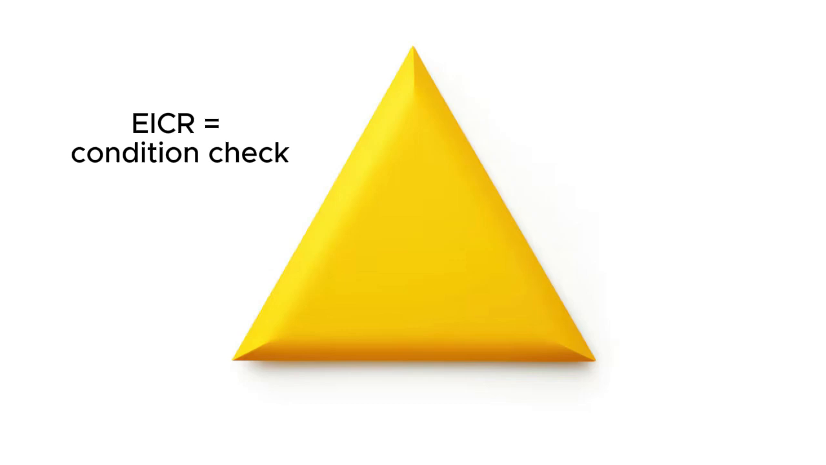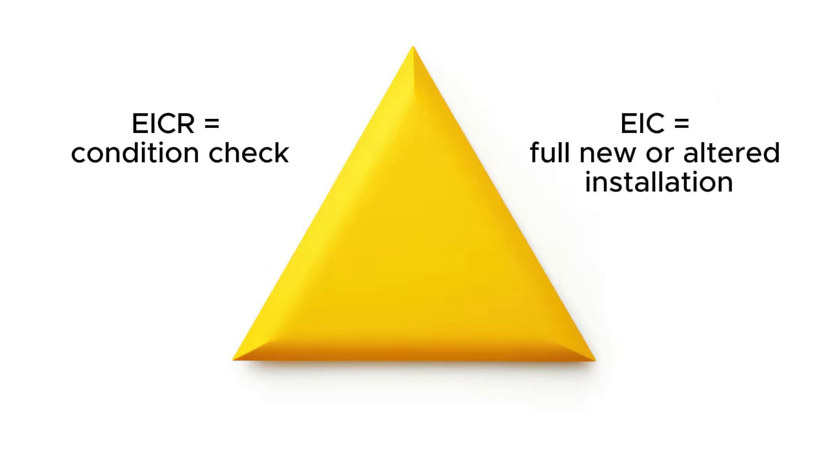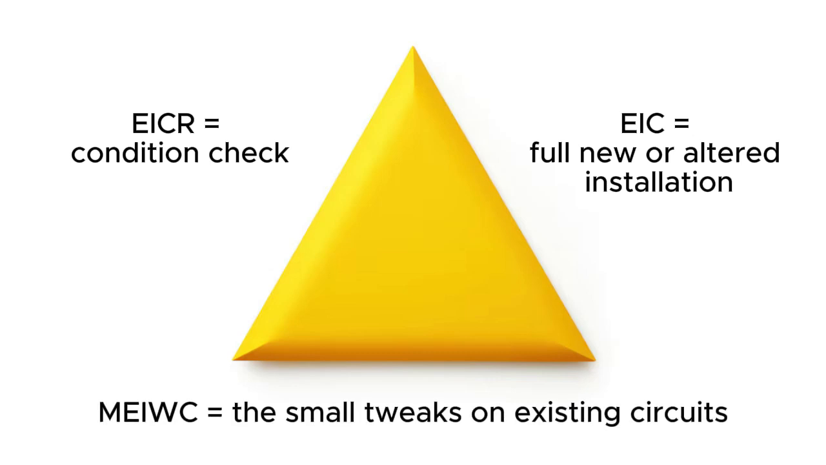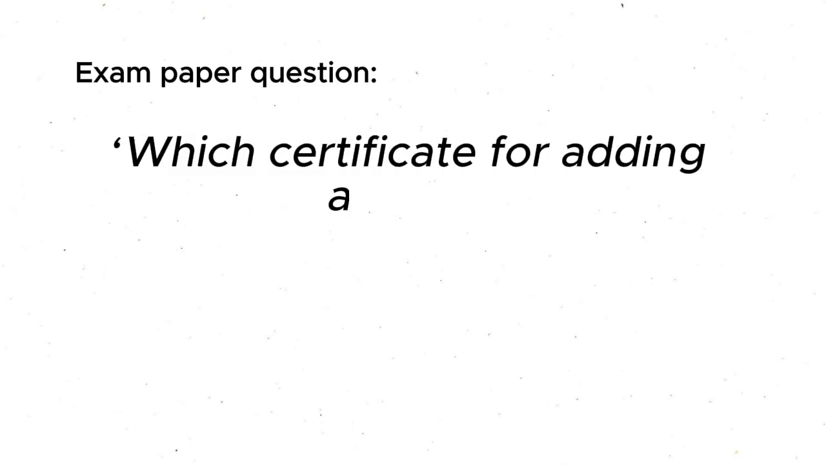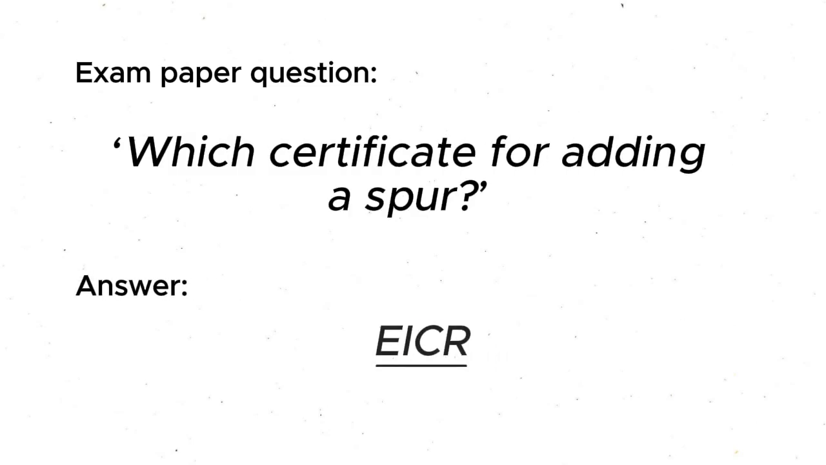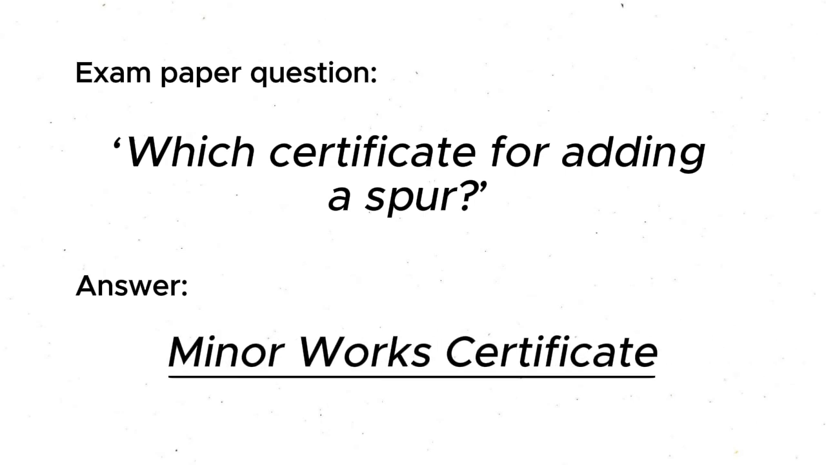So the triangle looks like this. EICR equals condition check. EIC equals full new or altered installation. MEIWC equals the small tweaks on existing circuits. It's the missing middle, and it keeps your paperwork tidy, your insurance happy, and your exam answers bulletproof. Pro tip: examiners love to sneak this into questions. If the job is adding a spur, the correct answer isn't EIC or EICR, it's minor works certificate.